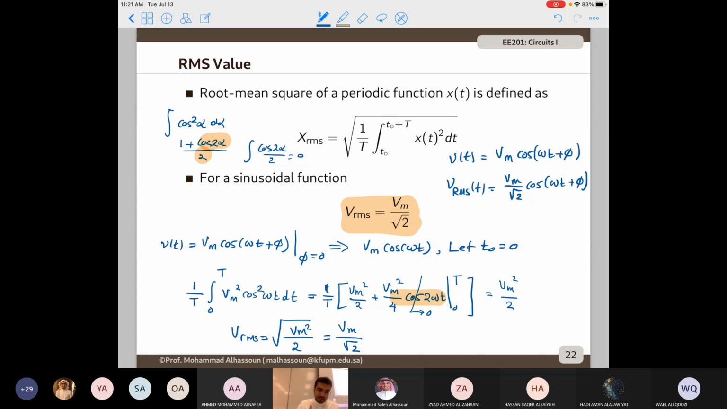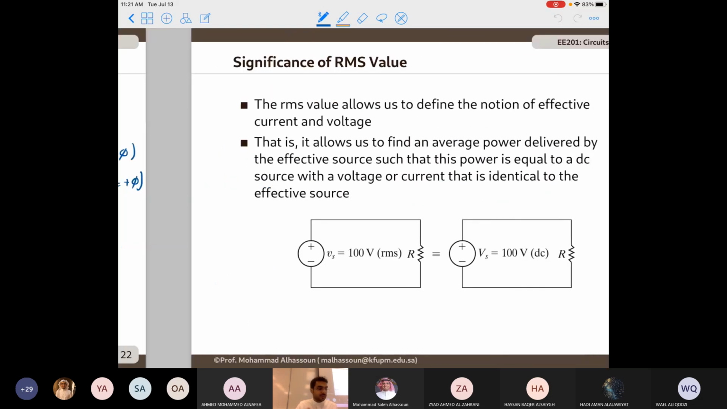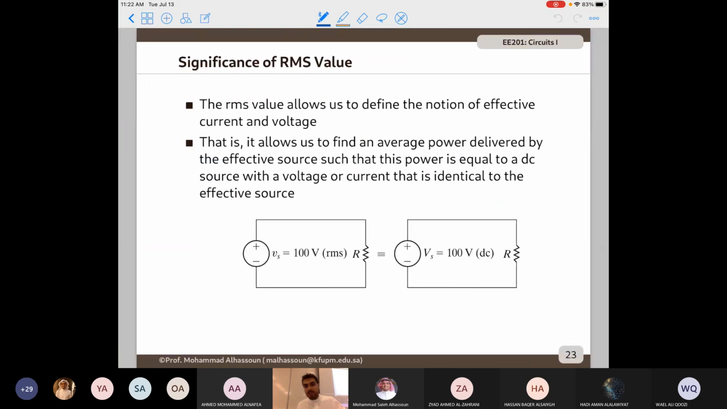Okay. But remember, Doctor, what does RMS mean? Root mean square. Okay. Let's see why we're using this one. Why are we using root mean square?